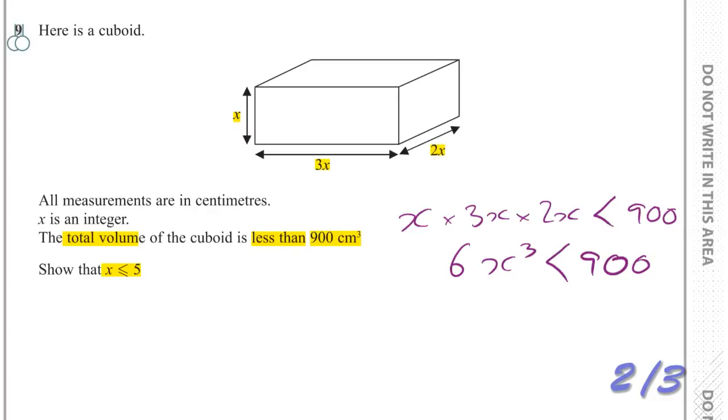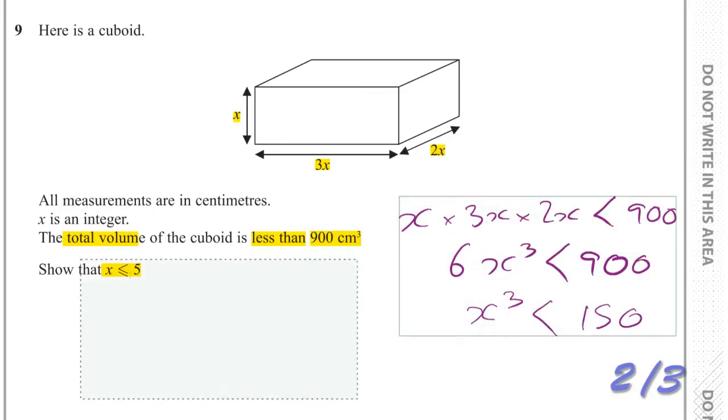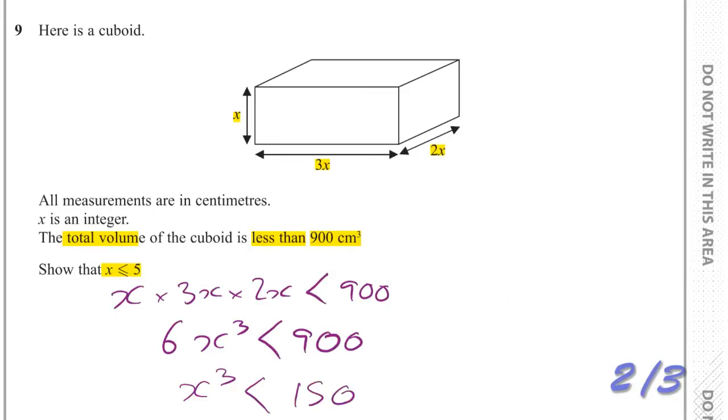And let's rearrange this algebra. Let's divide by 6. So x cubed is now going to be less than 900 divided by 6. Not the easiest. We could divide by 3 to get 200, then divide by 2. Or you might be happy just saying that dividing by 6 is 150. So we've got x cubed is less than 150. What values of x, if we know they're integers, will give us an answer that is less than 150?